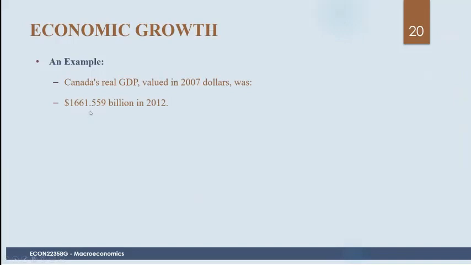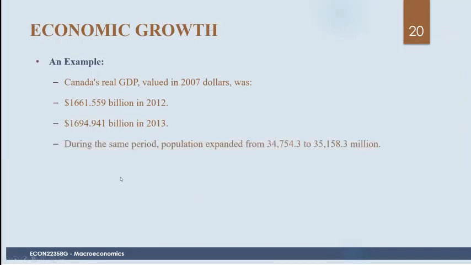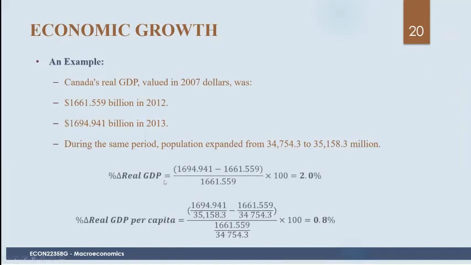So if this was converted to 2012 dollars, it would obviously be larger. And it increased between 2012 and 2013. And so we could just calculate the percentage change here, the percentage increase, to get a measure of economic growth. We could also divide these figures each by the corresponding population in each year to get the real GDP per capita. So the percentage change here in real GDP was 2%. Okay, so the economy grew by 2%, and real GDP per capita grew by 0.8%.